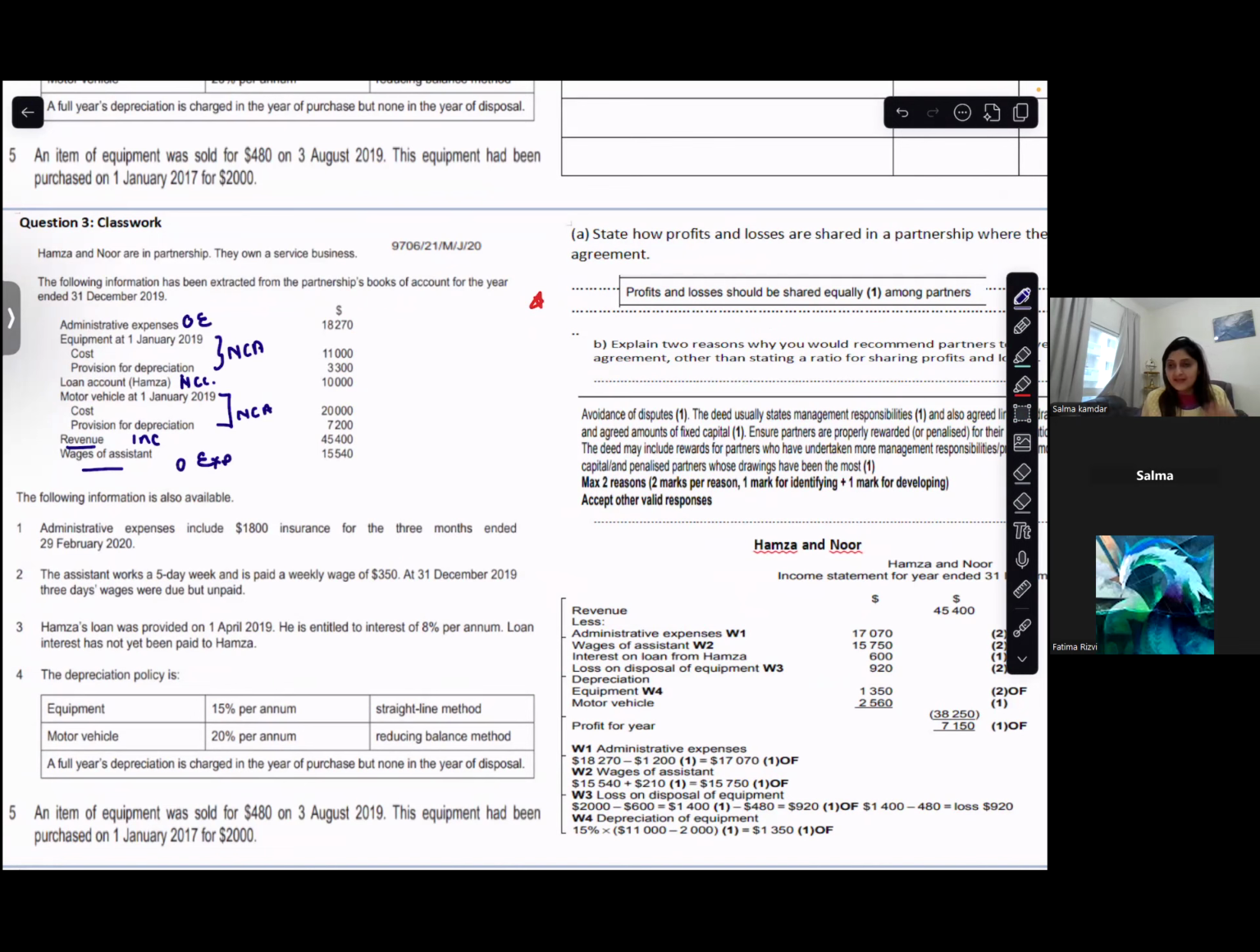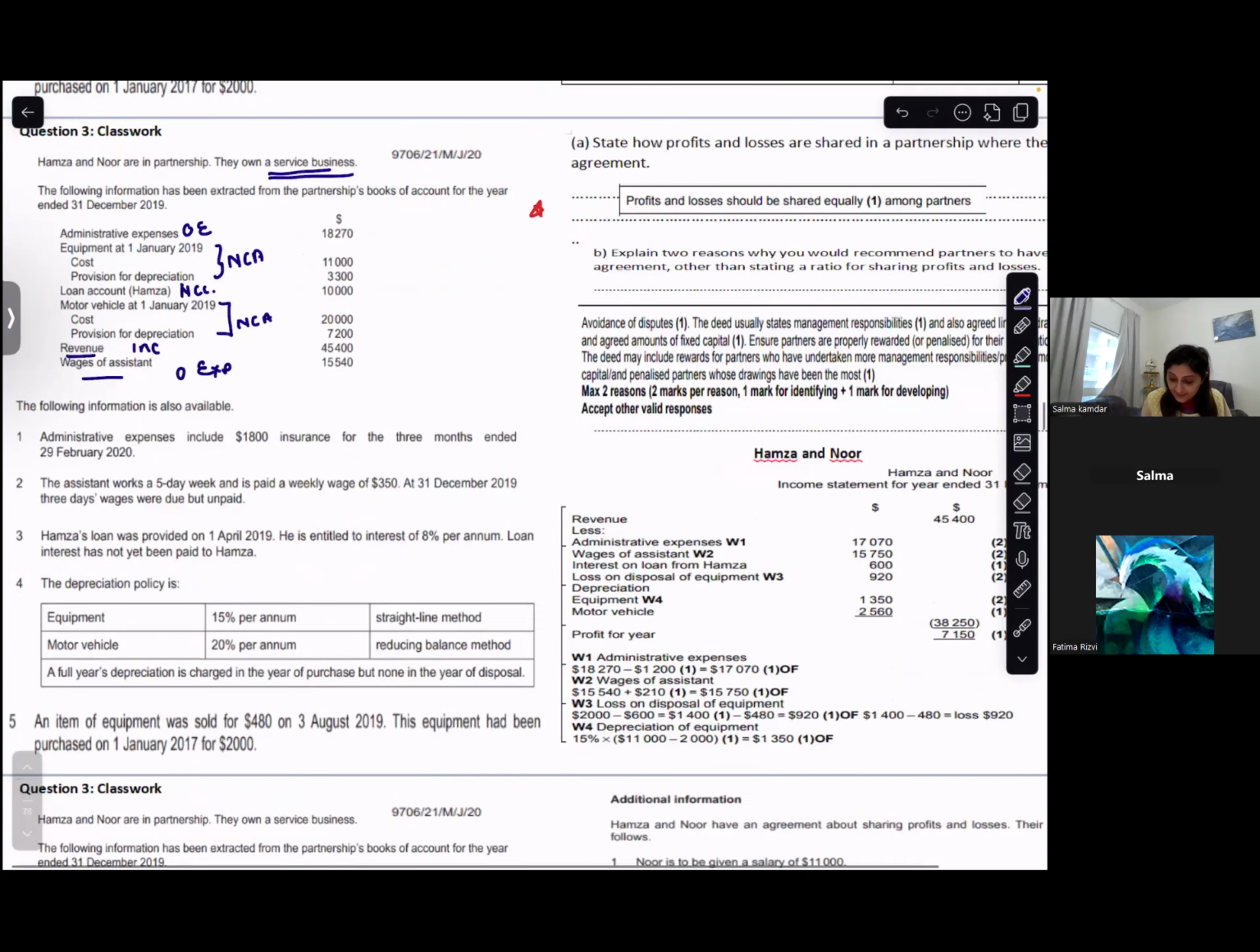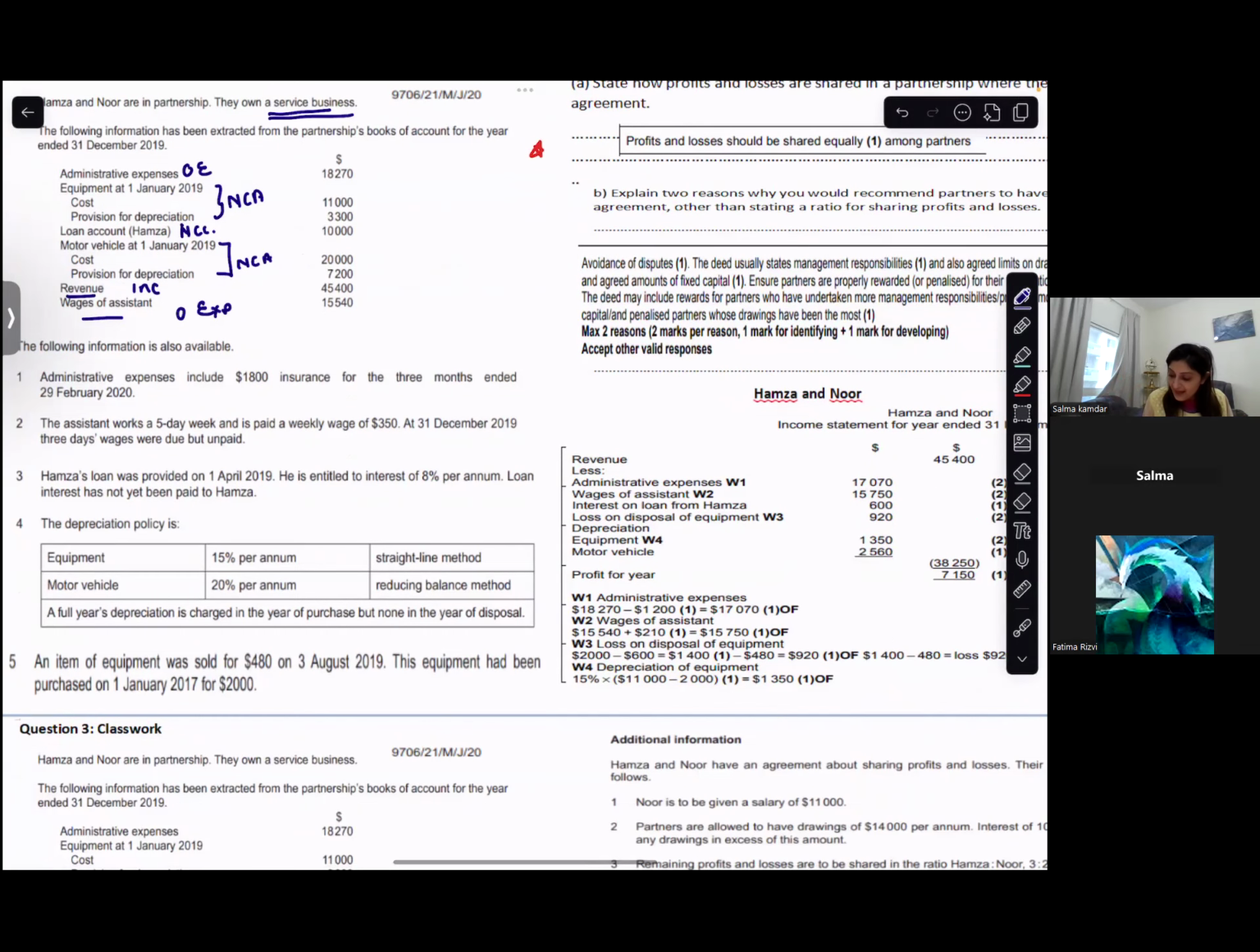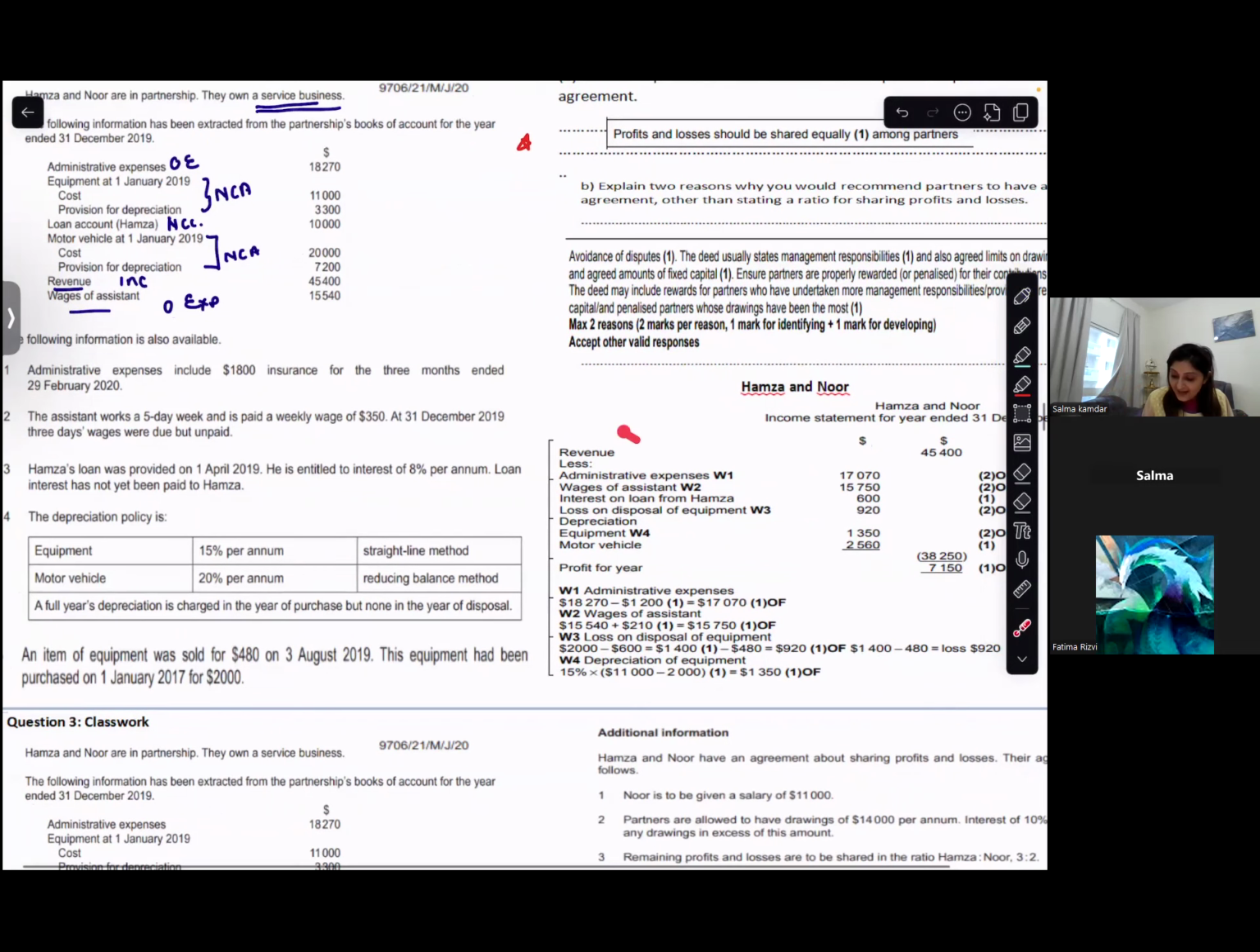That means I see there is nothing related to purchases and sales. If there is nothing related to purchases and sales, it must be a service business where the only income is income from giving services minus expenses. And I see over here this is a service business. Are you with me? So now you will have income minus expenses, and there are only two expenses I can see, that is administration and wages to assistant.